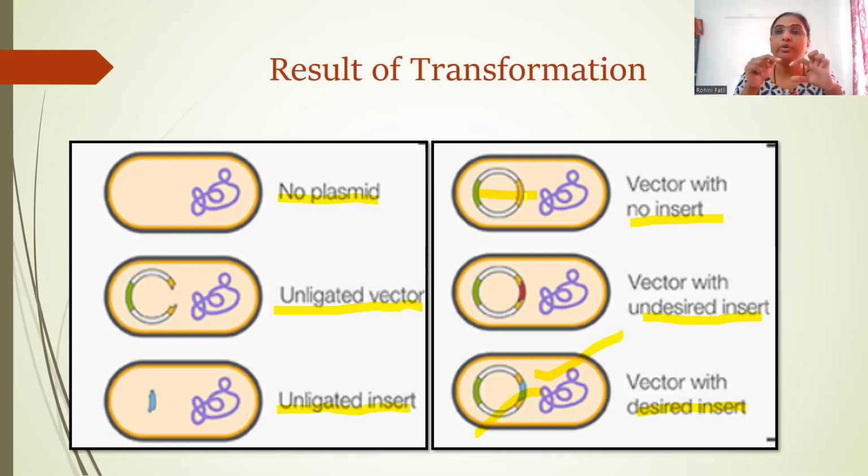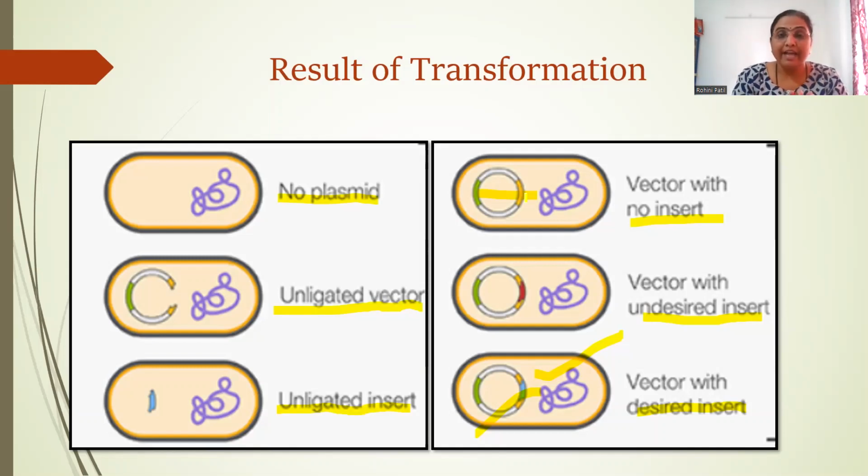Means what you are doing, you are disturbing the lacZ gene, and when you add your insert, that lacZ becomes inactive, that is, it is not going to synthesize the functional alpha peptide. Okay, so when there is no functional alpha peptide, there will be no alpha complementation, and when there is a functional alpha peptide, at that time there will be alpha complementation.